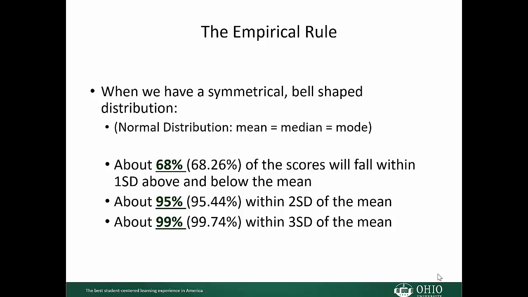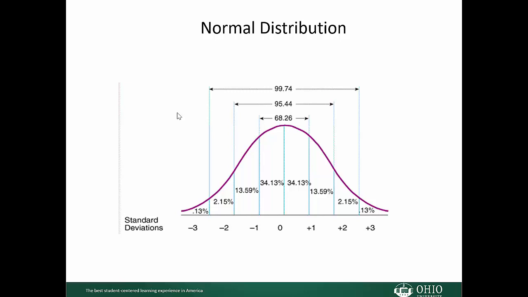Technically it's 68.26, 95.44, and 99.74. However, a lot of times people just refer to rounded values when discussing the empirical rule. Sometimes the empirical rule is referred to as the 68, 95, 99% rule. Here's a visual depiction. Again, you can see that 68% of the data or the population falls from 1 standard deviation below to 1 standard deviation above. 95% is within 2 standard deviations below to 2 standard deviations above, and about 99% is within 3 standard deviations below the mean to 3 standard deviations above the mean.